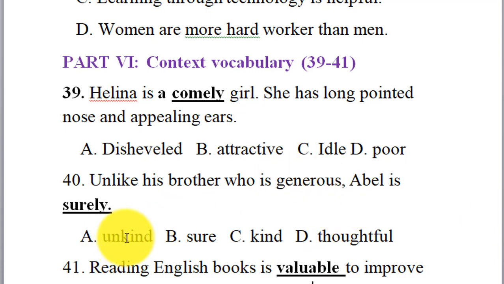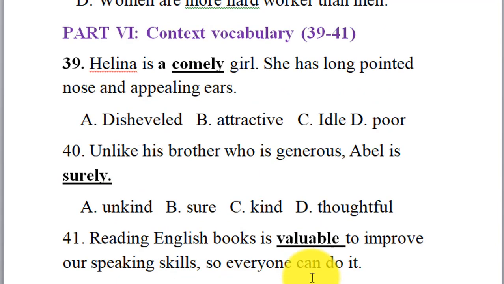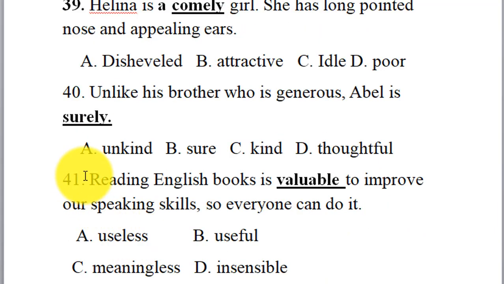Unkind. Surely's answer is unkind, meaning stubborn. So this is context vocabulary. Question number 41. Reading English books is valuable to improve our speaking skills. So everyone can do it.